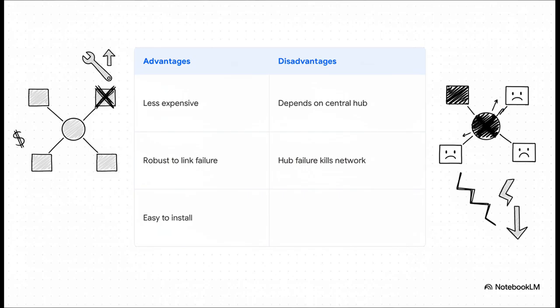If that thing goes down, the whole system is dead. The entire network is gone.